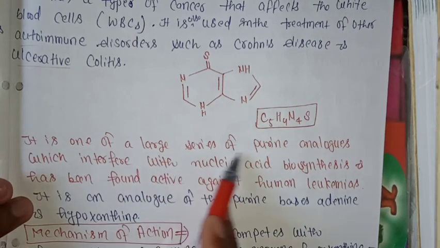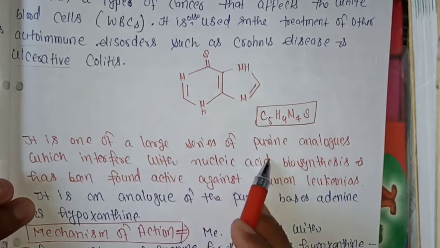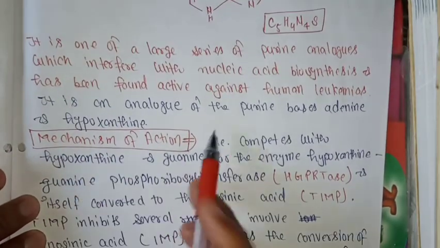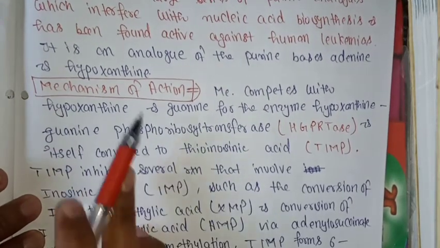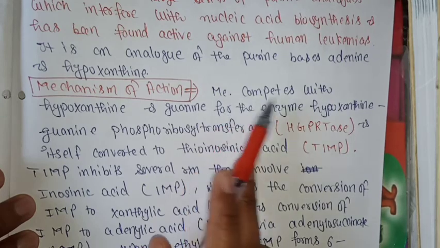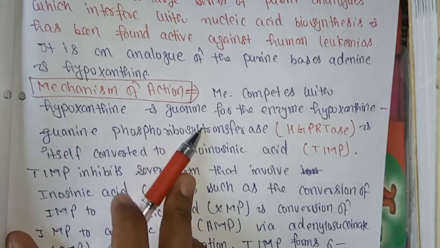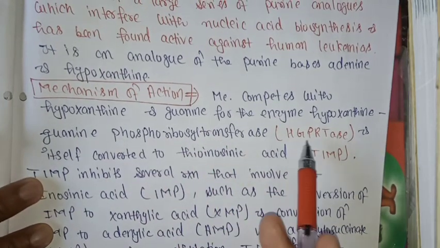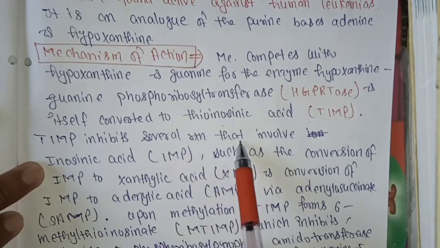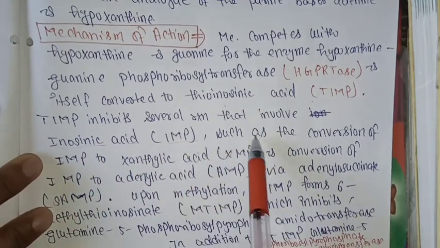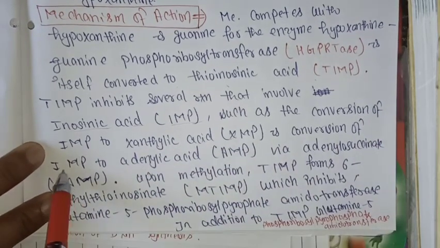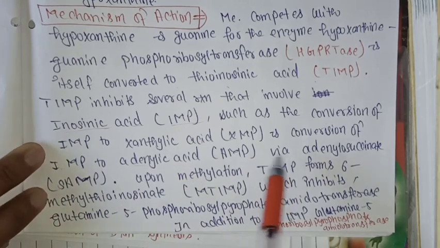It is one of the large series of purine analog which interfere with nucleic acid biosynthesis and has been found active against human leukemias. It is an analog of the purine-based adenine and hypoxanthine. Mechanism of action: it competes with hypoxanthine and guanine for the enzyme hypoxanthine guanine phosphoribosyltransferase, and itself converts to thioinosinic acid. And thioinosinic acid inhibits several reactions that involve inosinic acid IMP, such as the conversion of IMP to xanthylic acid XMP and conversion of IMP to AMP via SAMP.